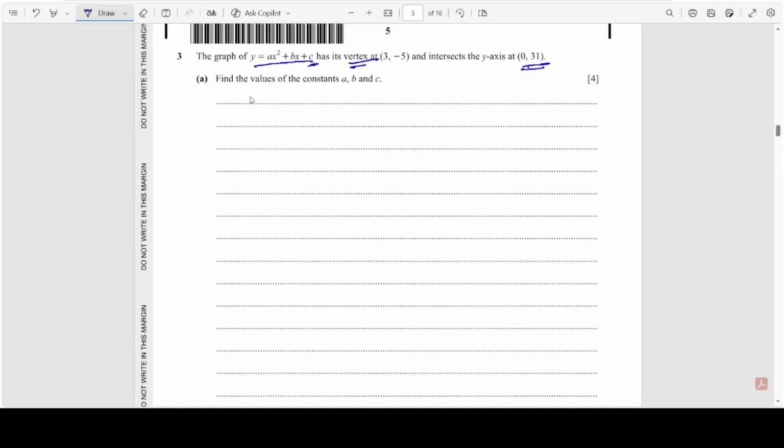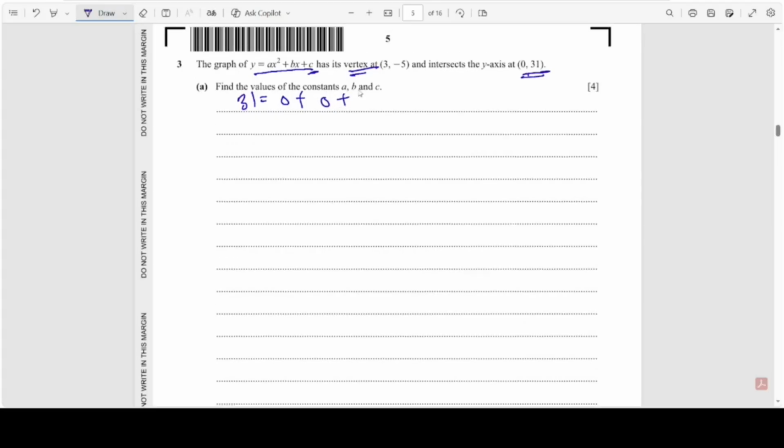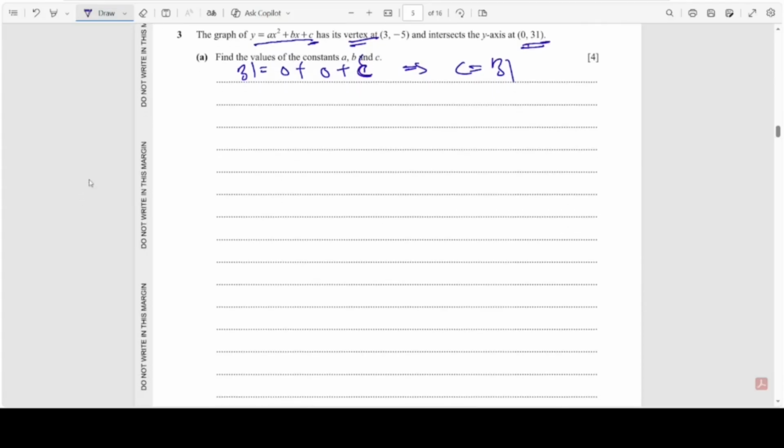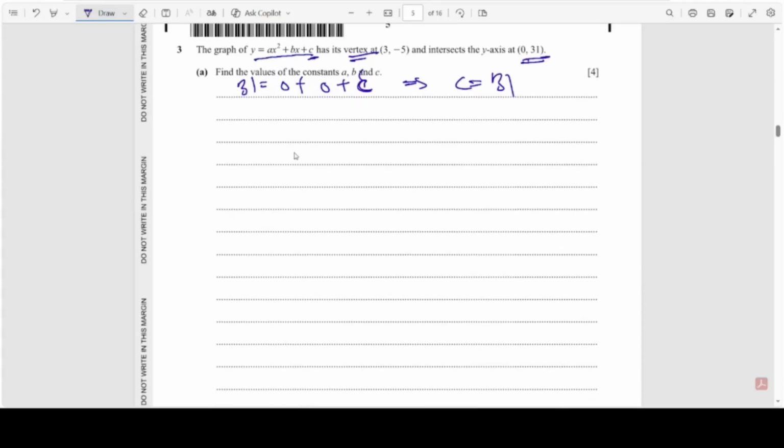So x is 0, y is 31. So we have 31 is equal to, of course, 0 squared is 0 times a is 0. So the first part goes to 0, the second part goes to 0, and then we have c. So it means that c is equal to 31. We can easily find the value of c from here. And then next is to find the values of a and b.